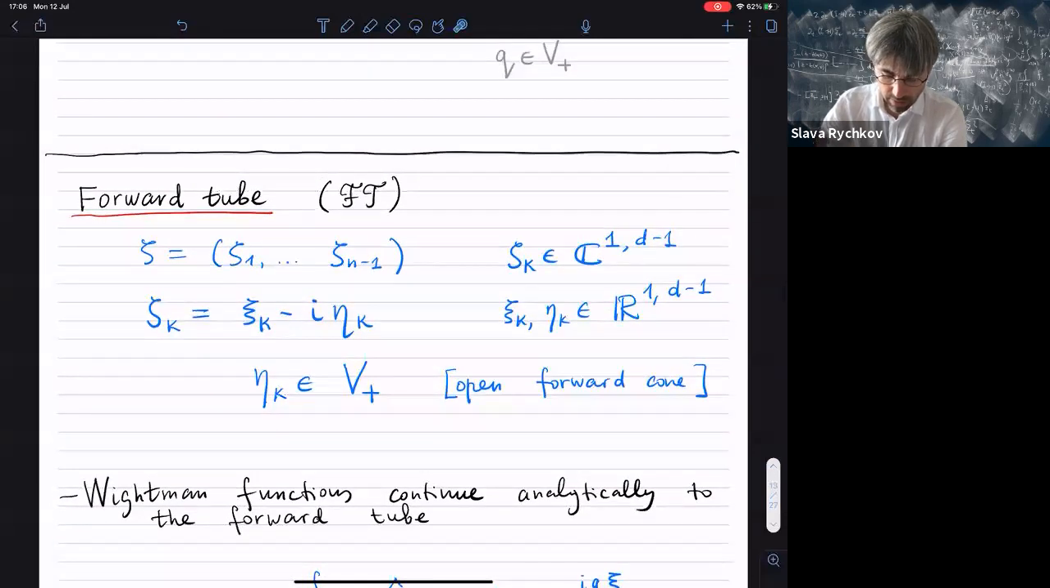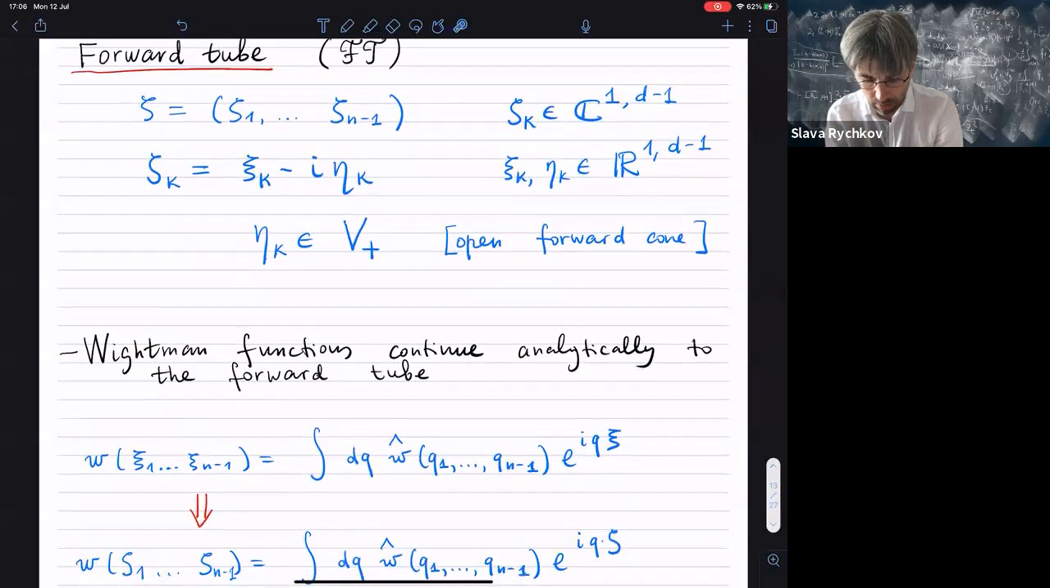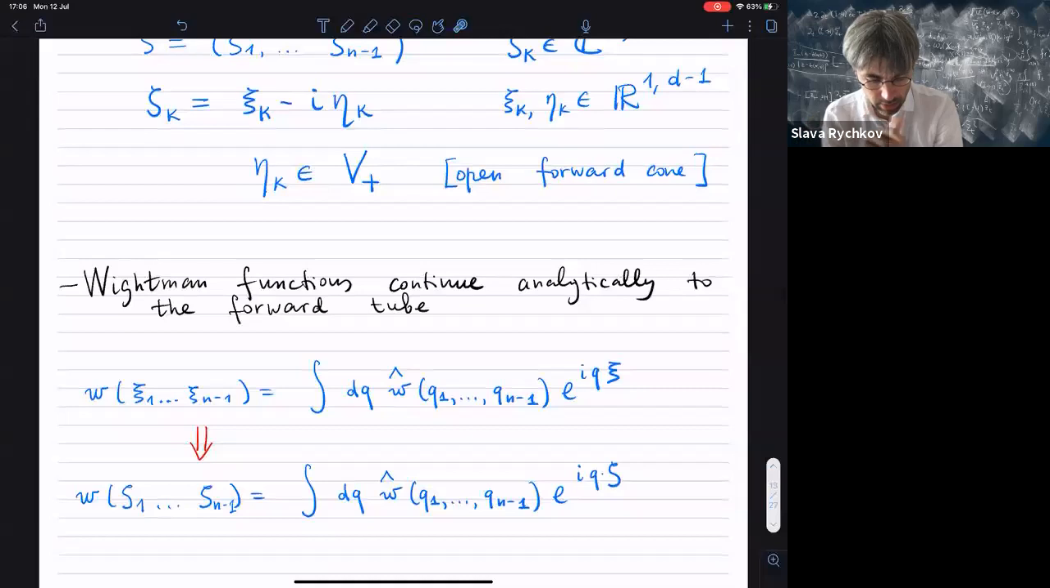And so this definition is interesting because there's this property that Wightman functions continue analytically to the forward tube. So how do we do this? Well, we had this equation that W as functions of xi are Fourier transforms of W hats. And now we just write W's as functions of zetas, where zeta are in the forward tube, by the same equation. But now we just stick in zetas instead of xi.